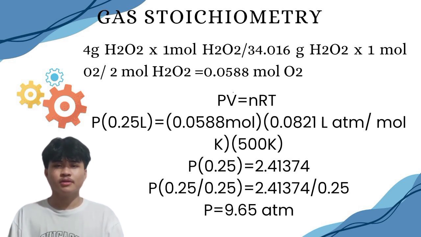0.0588 times 0.0821 times 500 is equal to 2.41374, divided by 0.25 is equal to 9.65 atm. By simply using a calculator, we can get the answer 9.65.